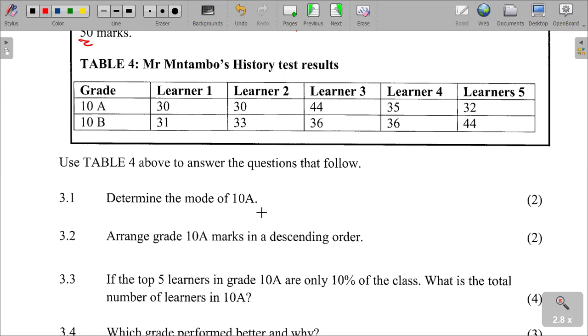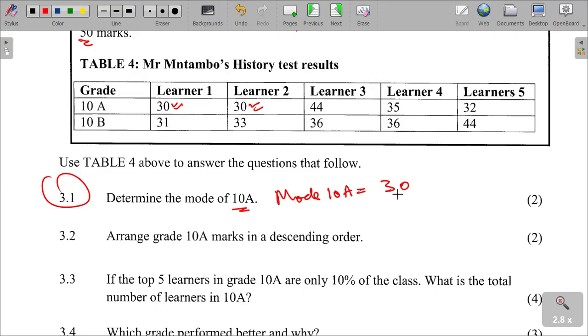Question 3.1: determine the mode of 10A. How do we get the mode of 10A? The mode is the value that appears most. Which one is appearing most? This is 30, and that is 30. So our mode of 10A is equal to 30. Are we together there?